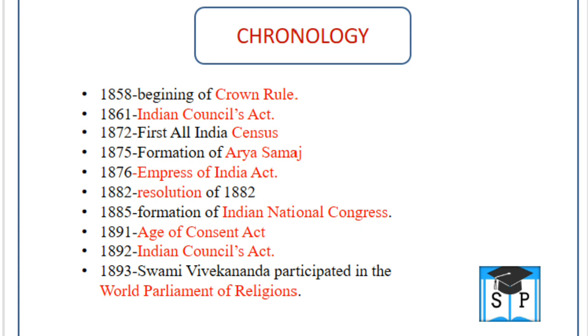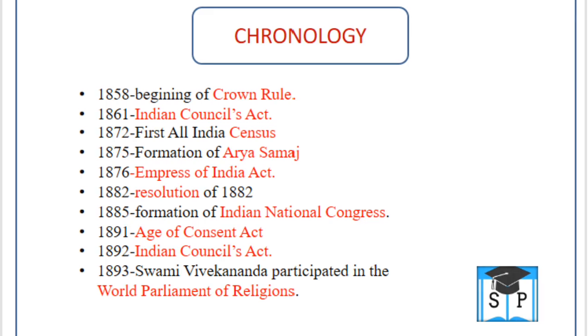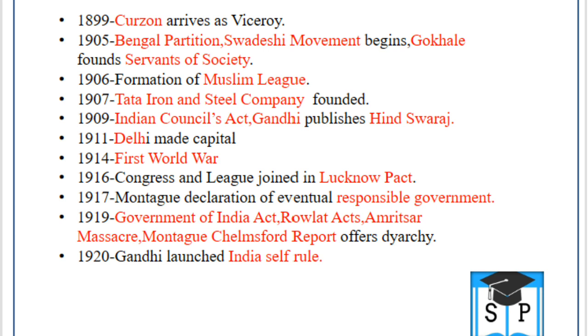1875 Formation of Arya Samaj. 1876 Empress of India Act. 1882 Resolution of 1882. 1885 Formation of Indian National Congress. 1891 Age of Consent Act. 1892 Indian Councils Act. 1893 Swami Vivekananda participated in the World Parliament of Religions. 1899 Curzon arrives as Viceroy. 1905 Bengal Partition, Swadeshi movement begins, Gokhale founds Servants of India Society.